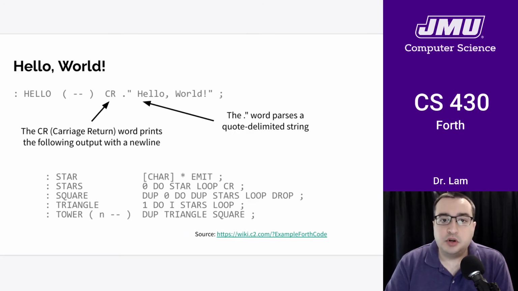So here's a hello world program in Forth. The CR word prints output with a new line, so CR stands for carriage return. Then there is a quote-delimited string, which is opened using the dot-quote operator. And then below is an example of how Forth was often used to have smaller words that were then used to define larger words.